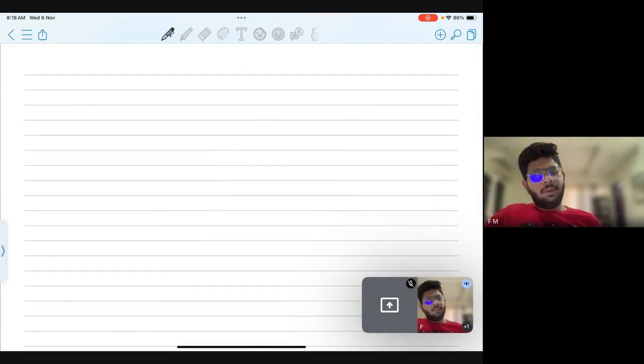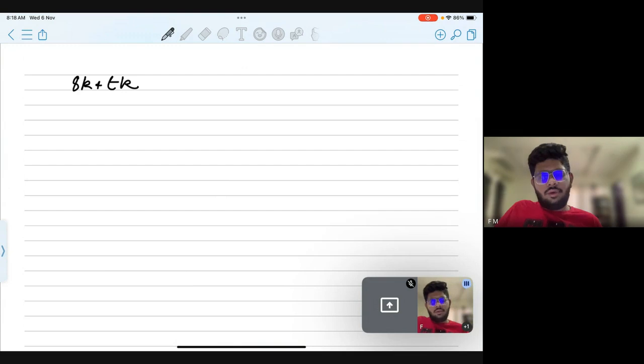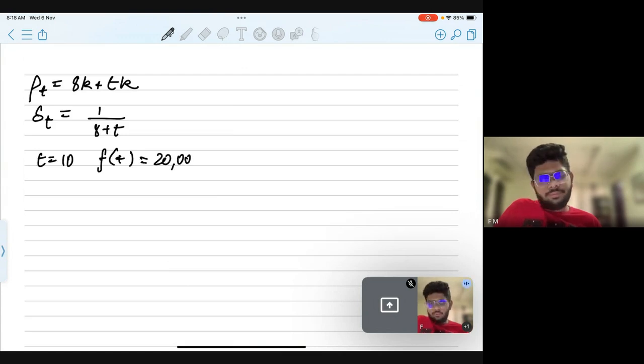Okay. Payments are made to an account at a continuous rate of 8k plus tk, where 0 is less than t less than 10. Interest is credited at a force of interest delta t equal to 1 upon 8 plus t. After time 10, the account is worth 20,000. Calculate k.